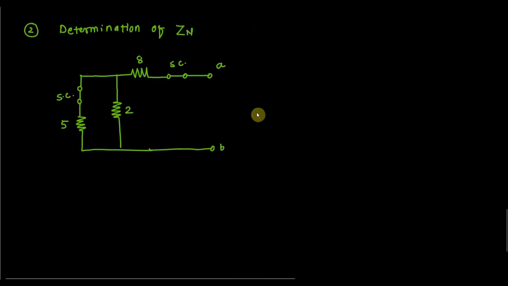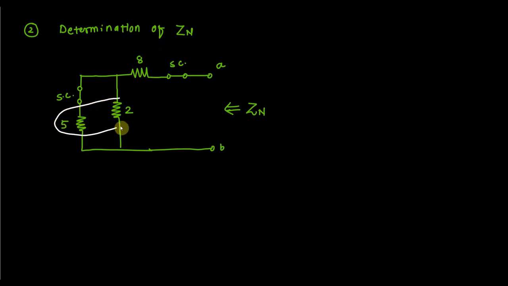So you have to look from this terminal AB in this direction and calculate the value of Zn. If you see from terminal AB, you can see that 5 and 2 both come in parallel, and the resultant of these two will come in series with this 8.